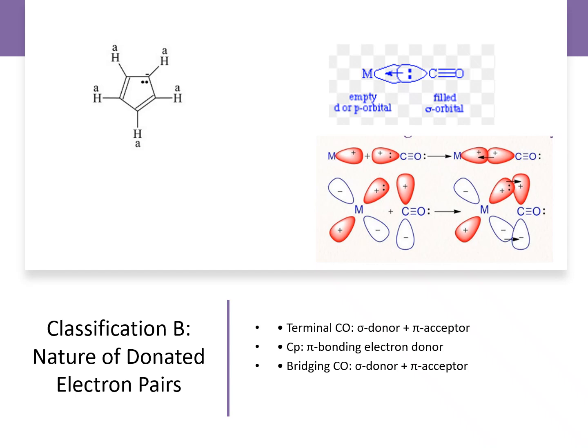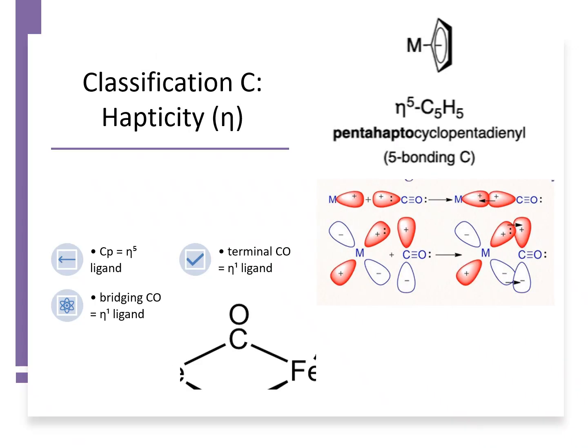The third classification is hapticity, which is the number of contiguous atoms in the ligand that are directly bonded to the metal center. The η5-cyclopentadienyl ligand binds to each iron through five contiguous carbon atoms, giving it a hapticity of 5, because the cyclopentadienyl ring serves as an aromatic delocalized pi system, where all five carbons participate in coordinated pi bonding with the metal.